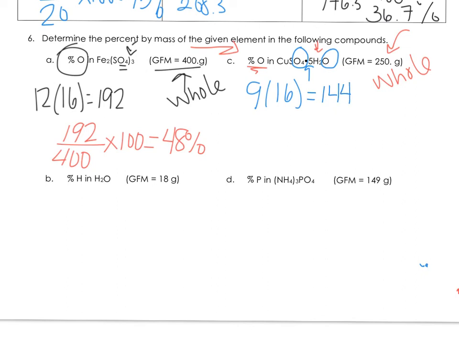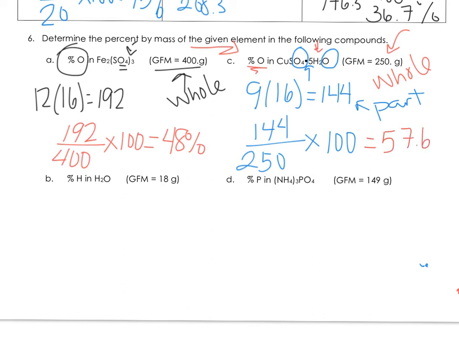So I'm going to take that as my part. And so what I'll do is take 144 over my whole of 250 and times 100. And that will give me an answer of 57.6%. Alright, so what I would like you to do is to do B and D and pause this for me. And when you come back, I will have the answers for you to check. So please pause it right here. And when you have attempted B and D, please check back for the answer.